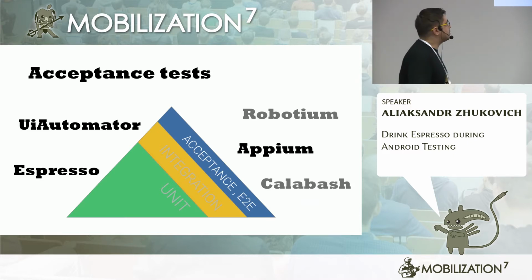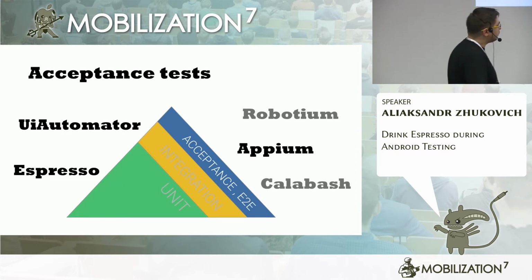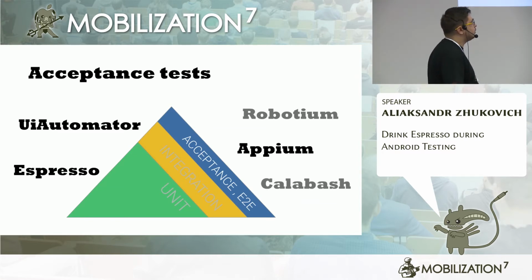These frameworks were created by Google, and if you use something like Robotium or Calabash, I strongly recommend moving to something else, because these frameworks are deprecated and not improving anymore. Maybe not deprecated, but not improving.